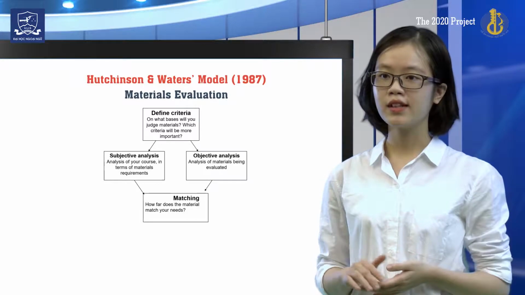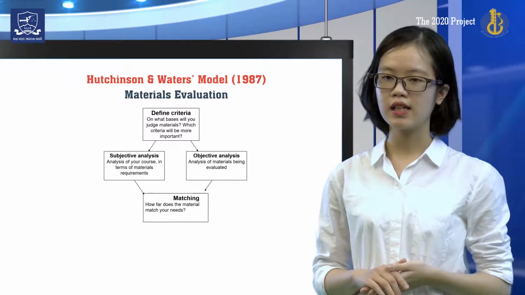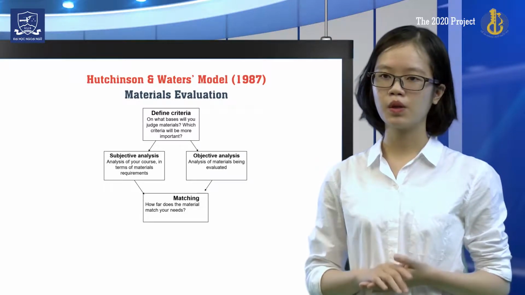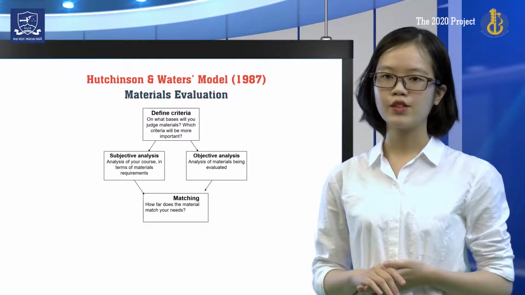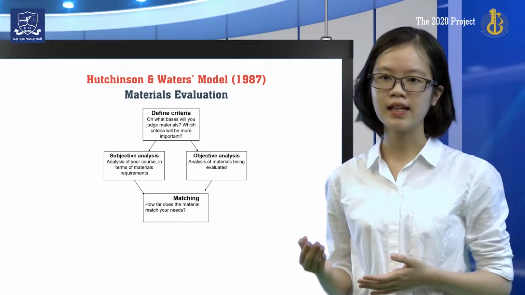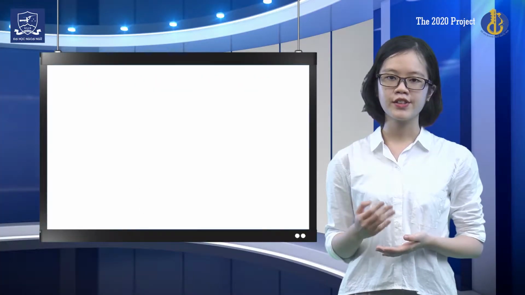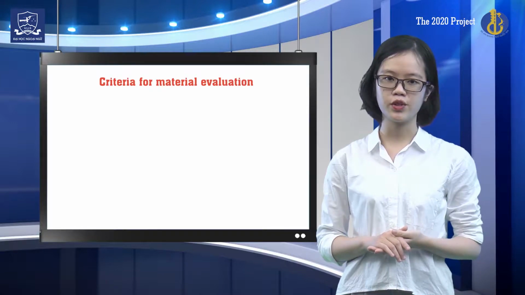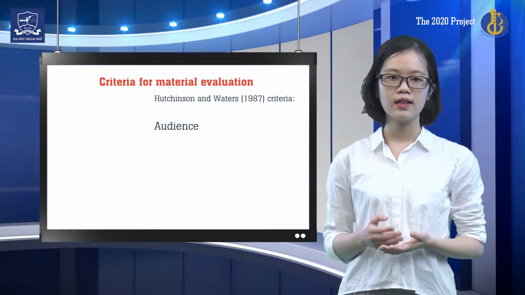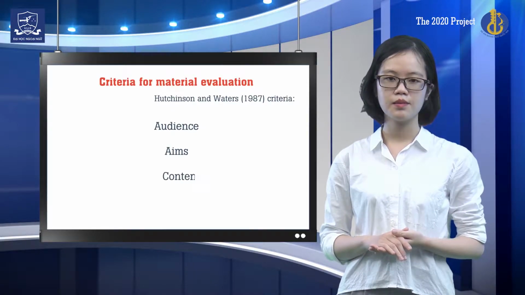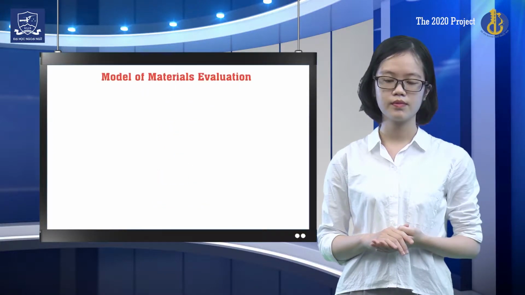Finally, we come to the last step of matching. In this part, we will see if materials meet the requirements of the course, and if the answer is yes, then to what extent do materials satisfy the course requirements? Here are some criteria for material evaluation by Hutchinson and Waters that involve the audience, aims, content, methodology.